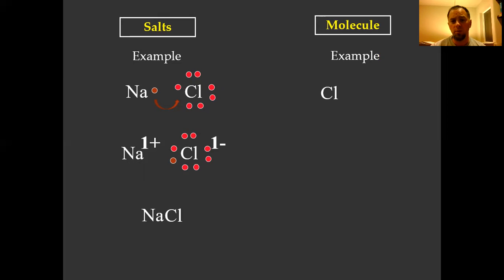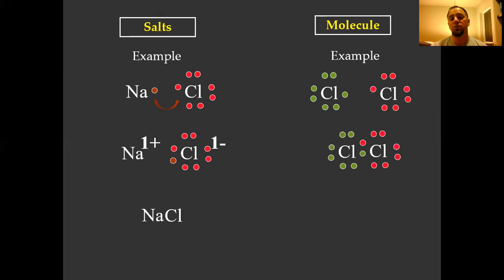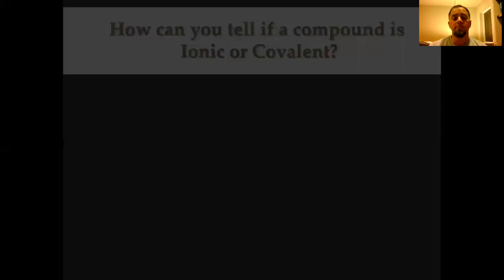A molecule, if I have chlorine with 7 valence electrons and another chlorine atom with 7 valence electrons, they can actually share that one electron so that both atoms appear as though they have a full valence shell, all 8 electrons. There's a sharing of the atoms right there. This gives us the molecule chlorine, chlorine gas.